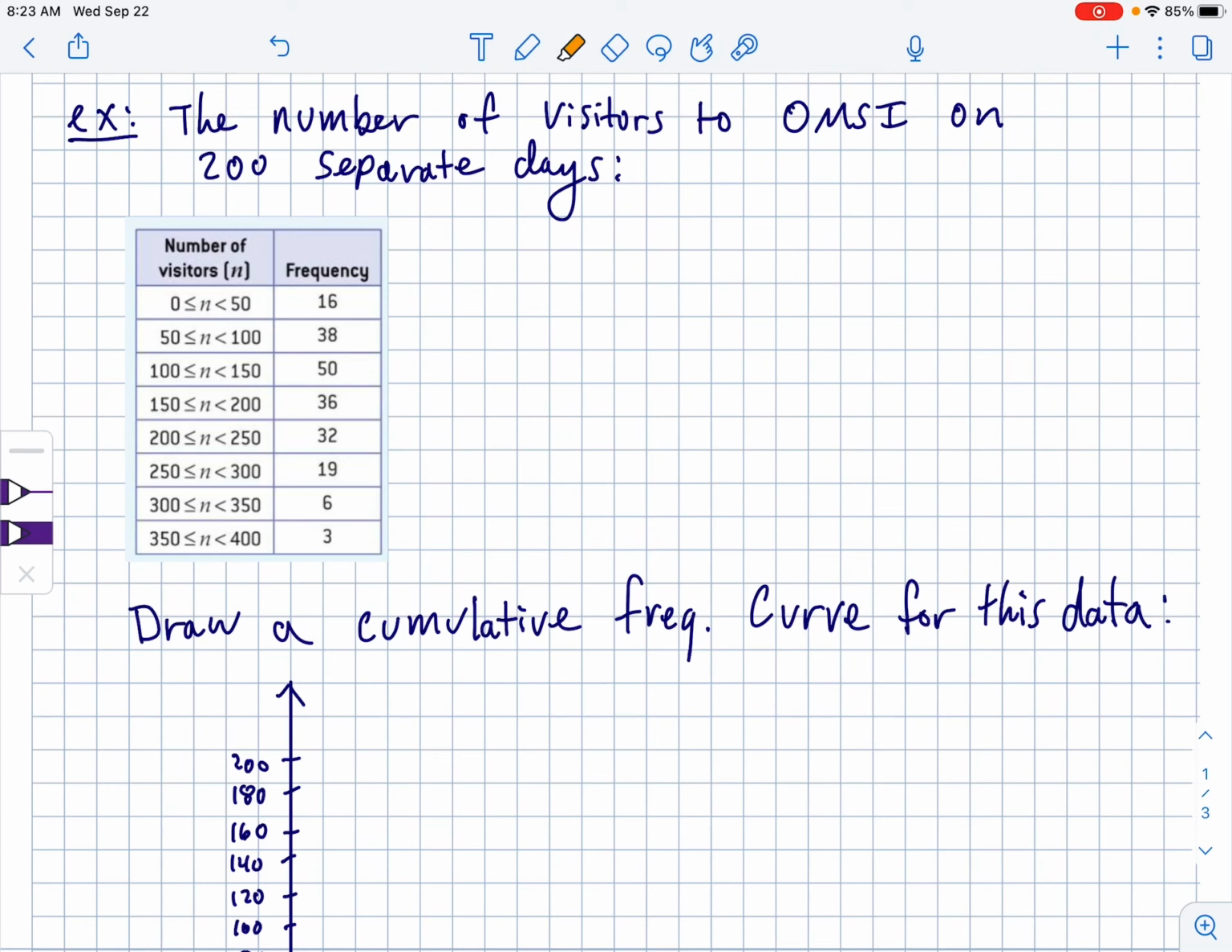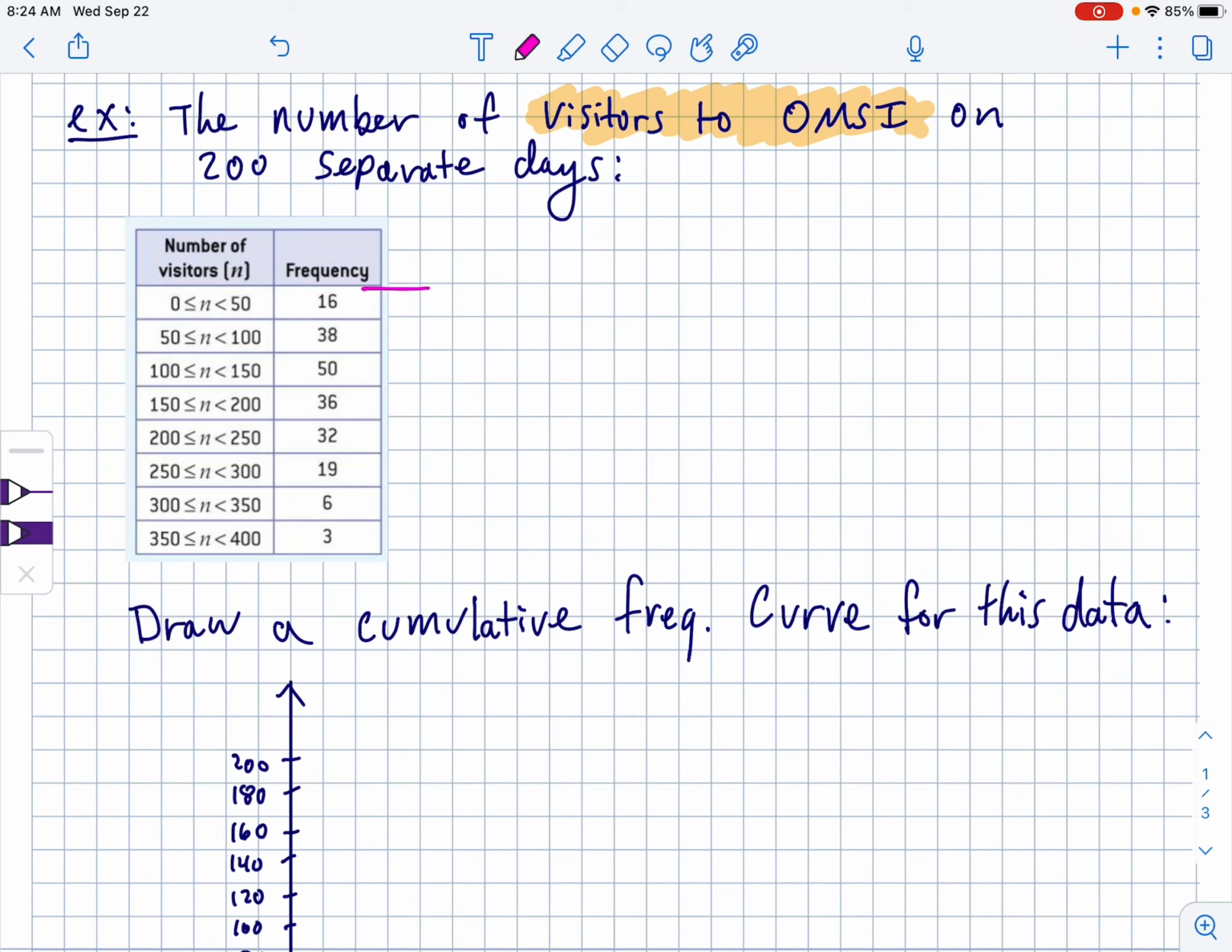Okay. We're going to use this example about the number of visitors to OMSI on 200 different days. Each day they record how many people come to OMSI, and they took 200 data points of all these people coming. On days there were 0 to 50 people, there were 16 days like that. On days where 50 to 100 people visited, there were 38 days.